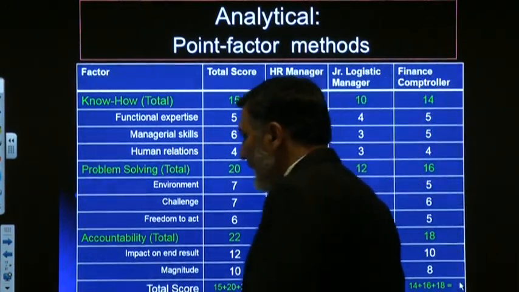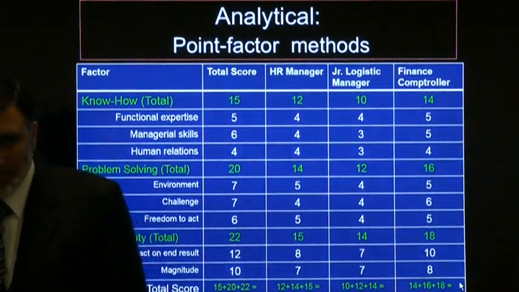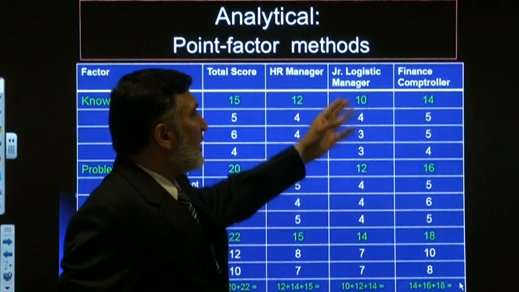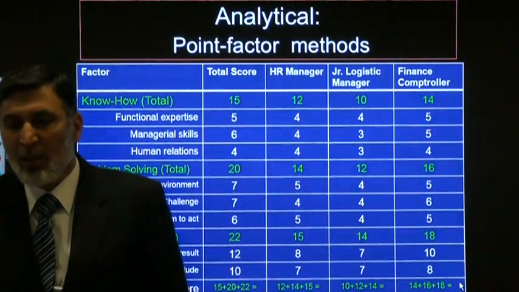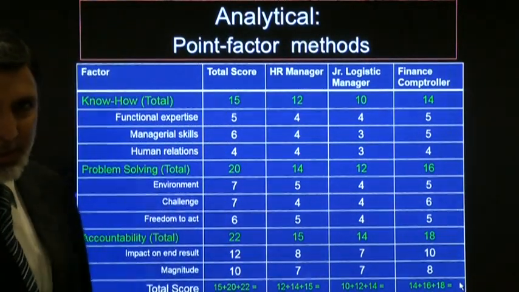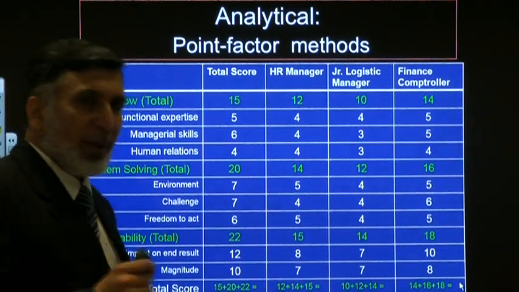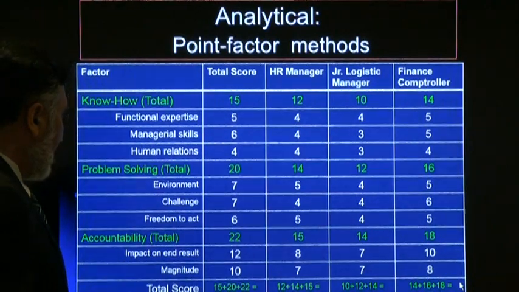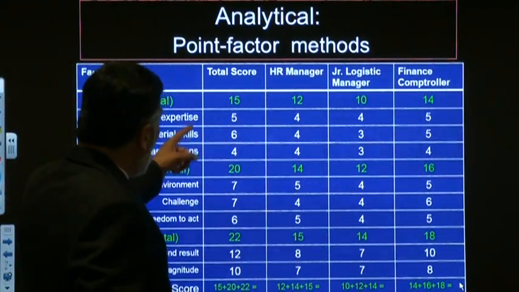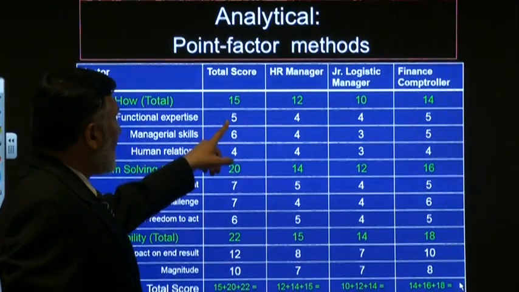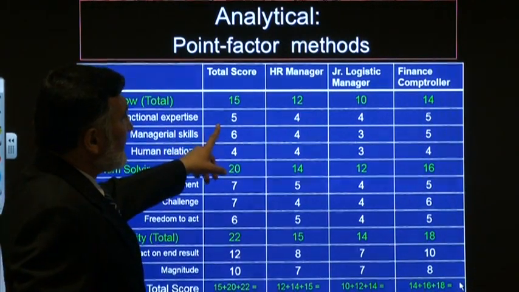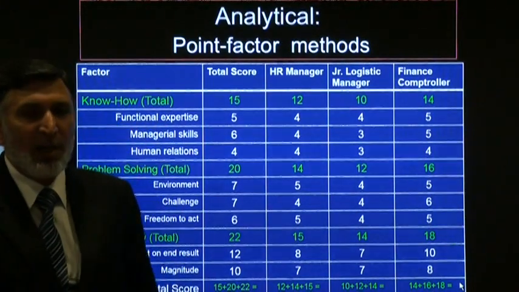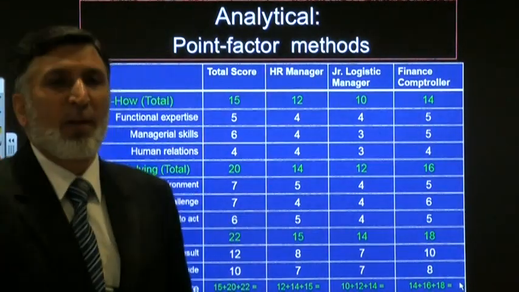We're going to evaluate here three jobs: HR manager, junior logistic manager, and finance controller. These are the three jobs that we have put in horizontal order. And we're going to evaluate. First, 5 points for the functional expertise. HR manager has been assigned 4, logistic manager also 4, and the controller 5.